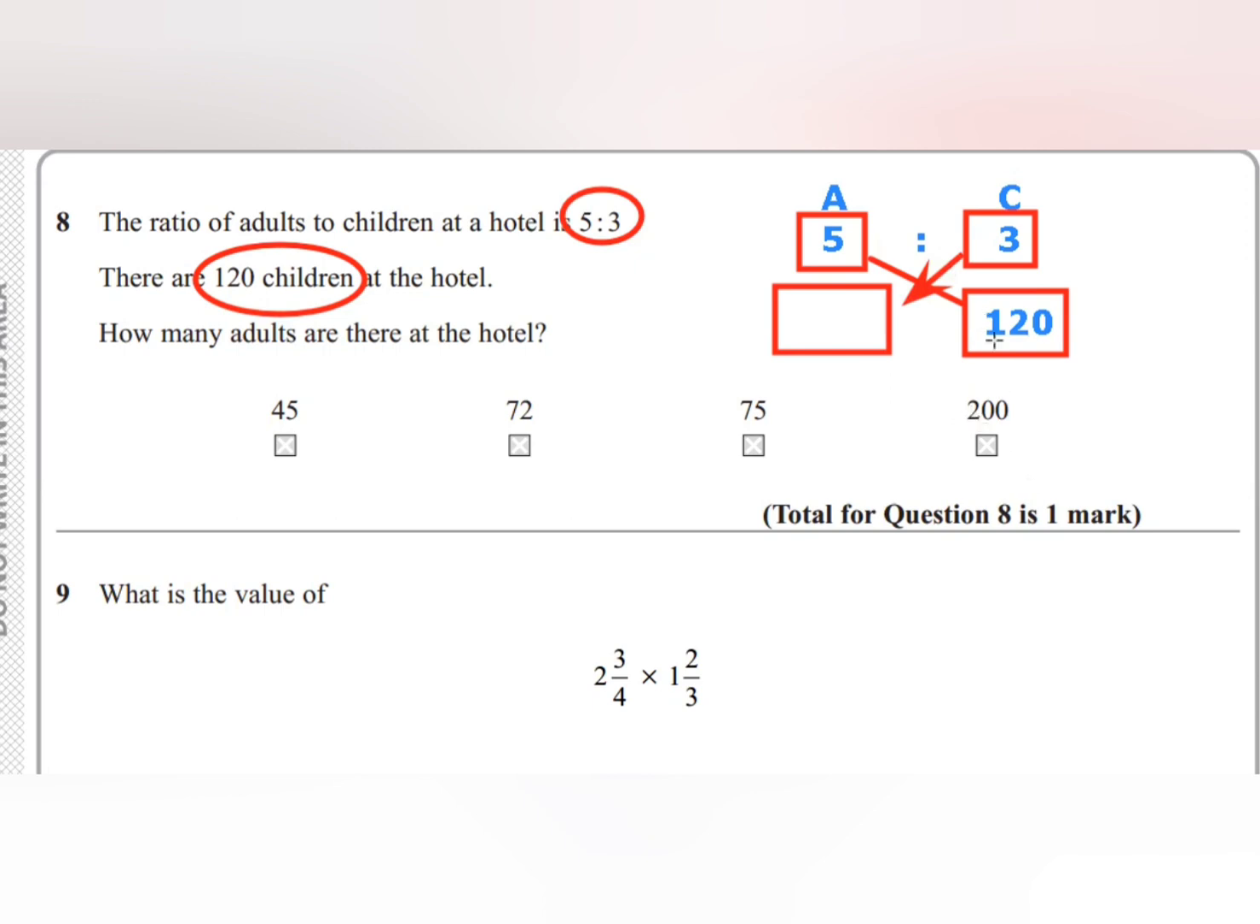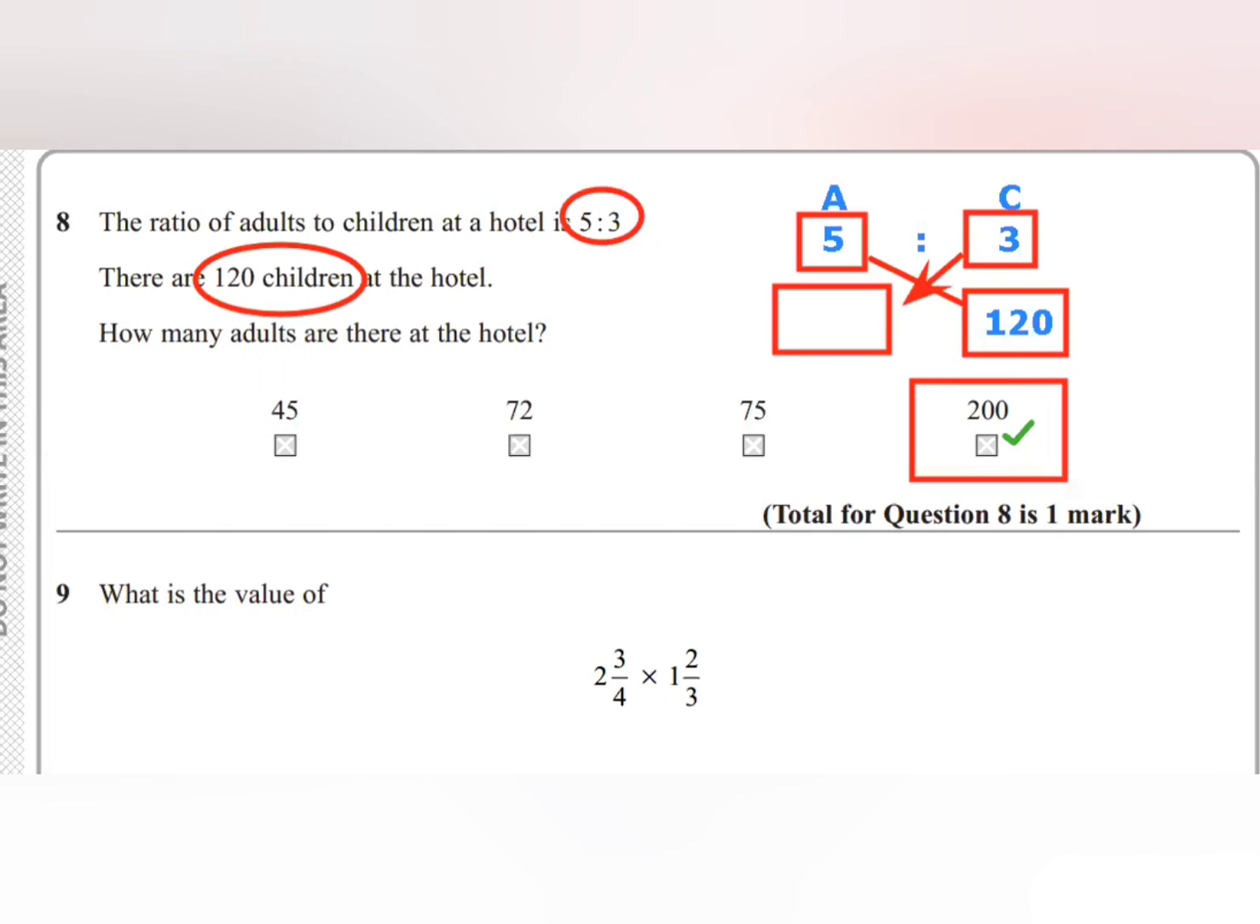So first, we multiply 120 by 5, 120 times 5, and then divide it by 3. And the answer will be the last one, which is 200. And this is the correct answer for this question.